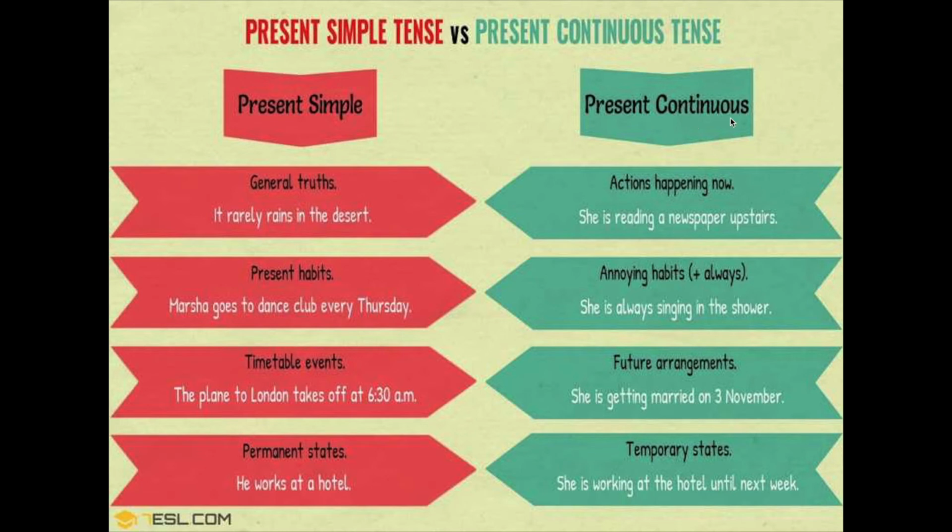And in present continuous, actions happening now: she is reading a newspaper upstairs. Annoying habits: she is always singing in the shower.